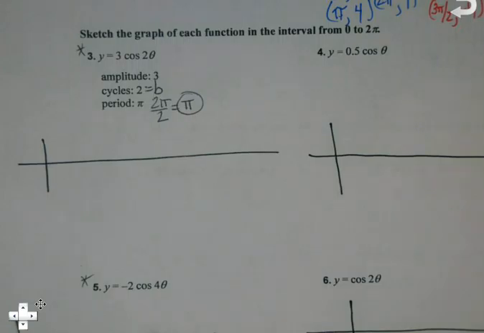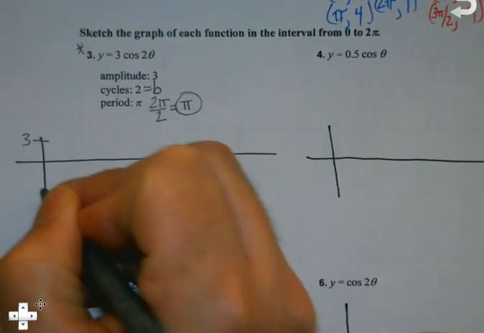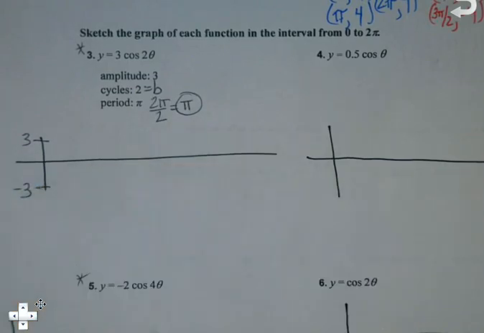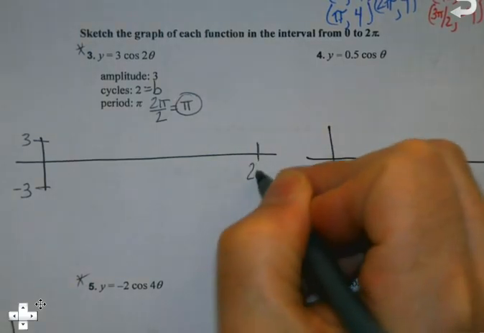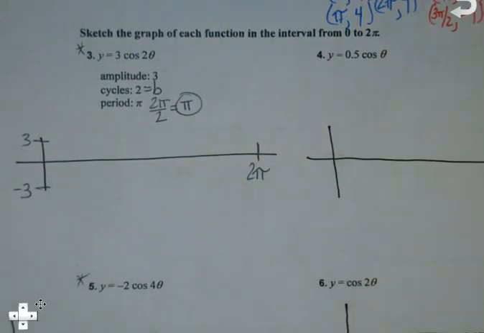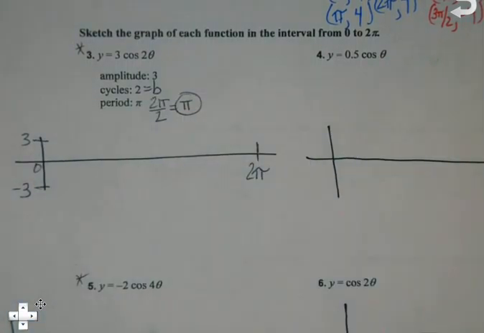So, when I go to graph, my amplitude tells me my max and my min. Okay. Now this time when I graph, I got to think for a little bit. Because my very last line is going to be 2 pi. Because we're graphing from 0 to 2 pi. You're like, but wait a minute, the period's only pi though.